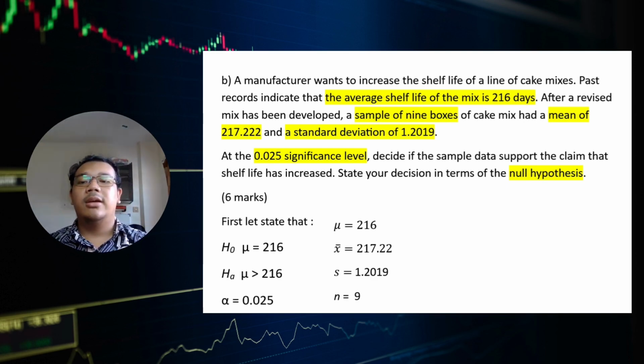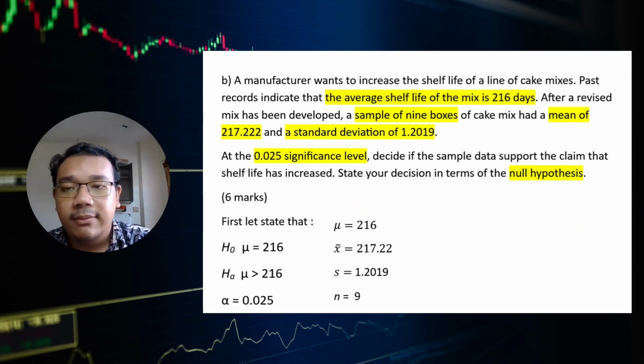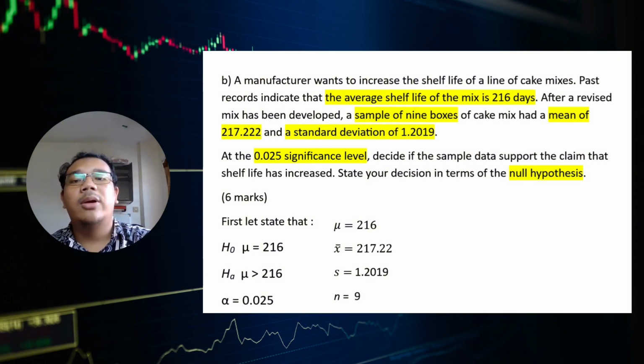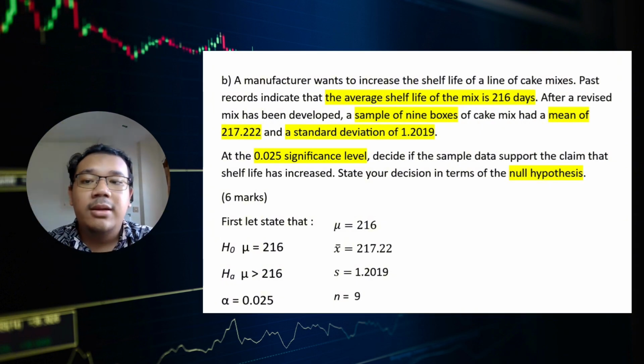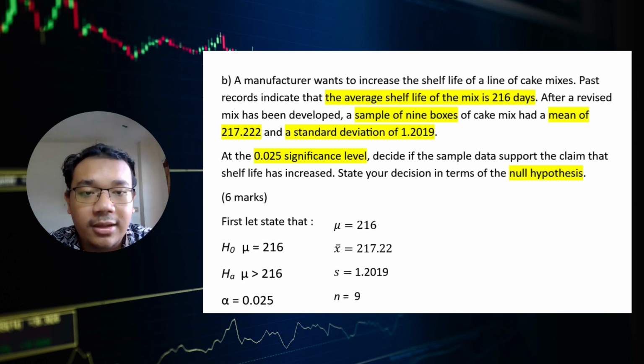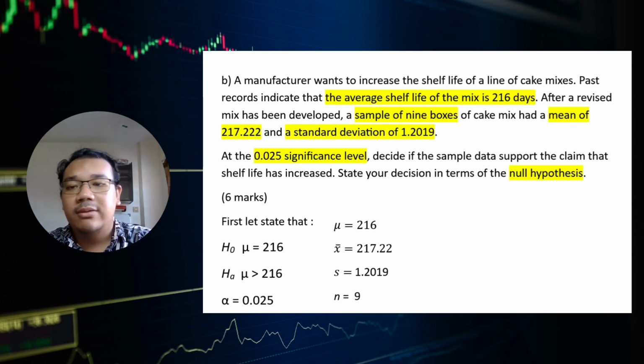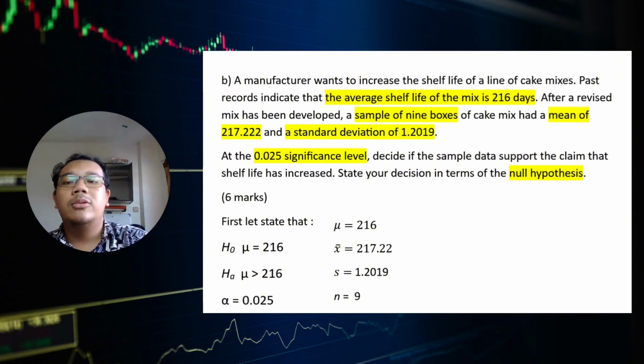Decide if the sample data support the claim that shelf life has increased, and state your decision in terms of the null hypothesis. Okay, first what is provided is 216 days, our mu, the average shelf life. Highlight that. After that, a sample size of 9 boxes, highlight that, and our mean is 217.222 and the standard deviation. Also highlight that our significant level is 0.025.